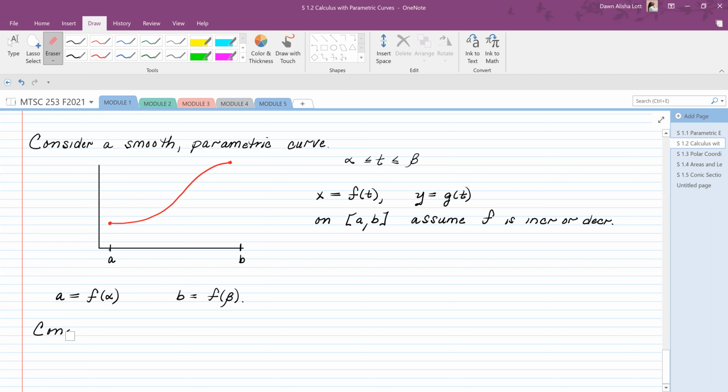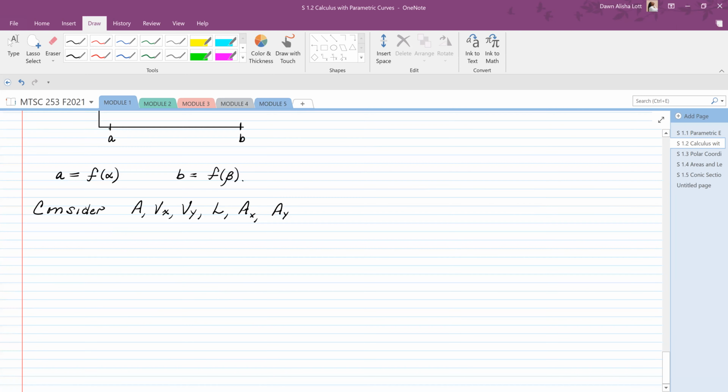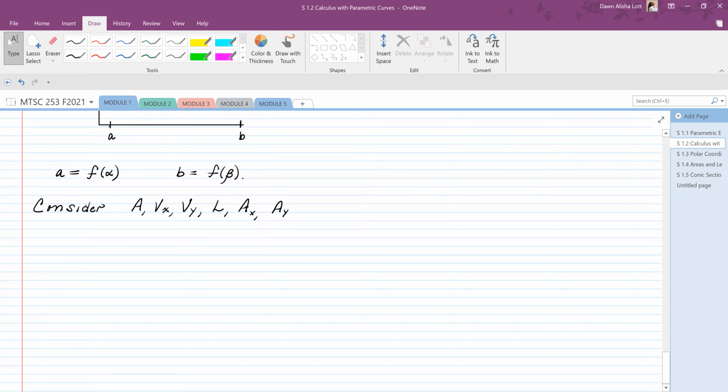So for all these things that we're talking about, let's consider every equation I just mentioned. I talked about the area, and then I talked about the volume of revolution in X, the volume of revolution in Y. I talked about the length of the curve. I talked about the surface area of revolution in X and the surface area of revolution in Y. In all of these, we're going to make these substitutions.